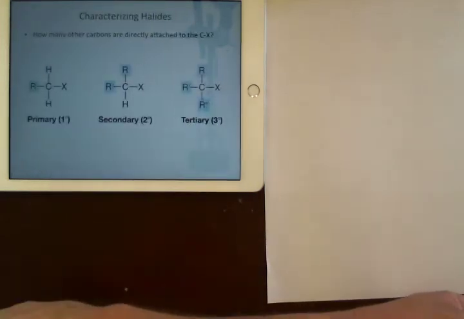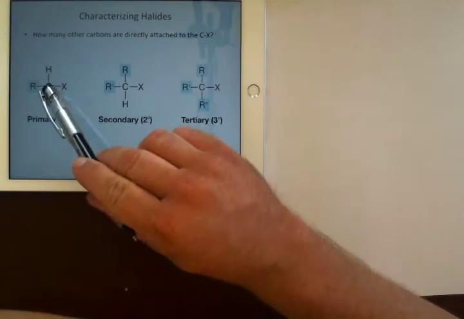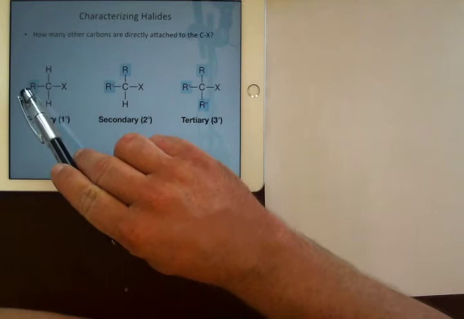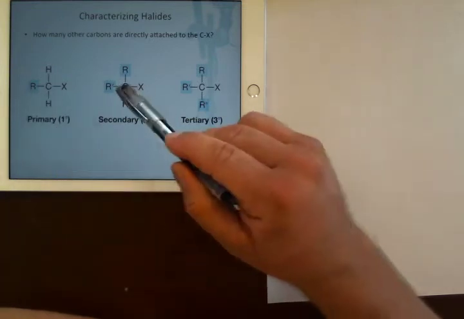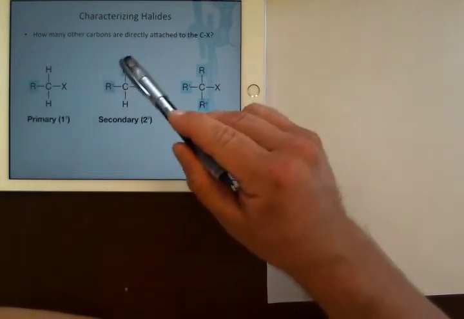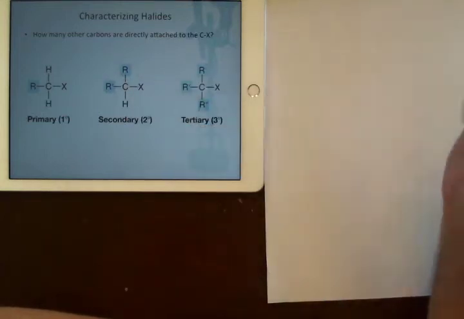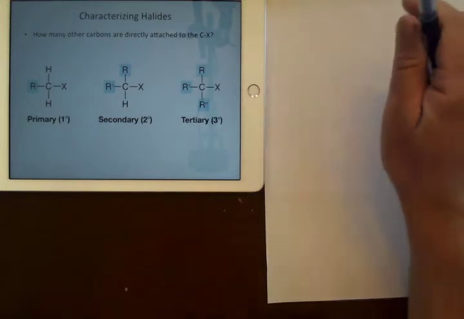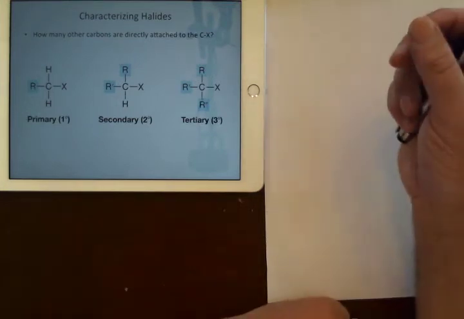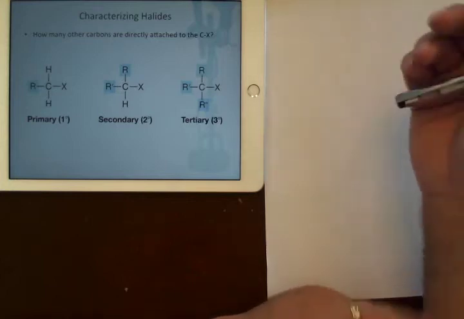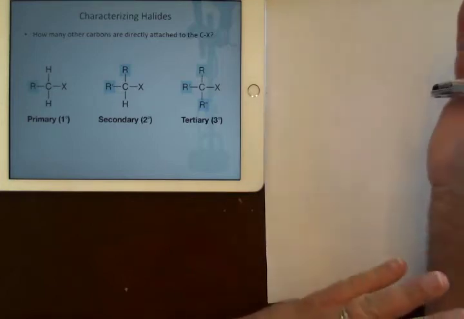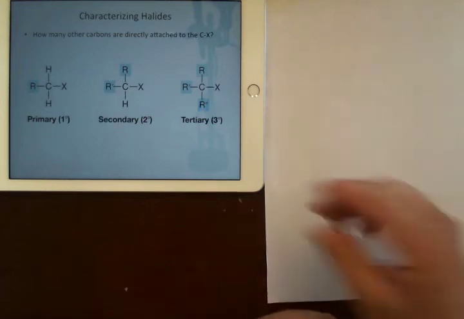When we're talking about primary, secondary, and tertiary, we're really talking about the carbon that the group is attached to: how many other carbons are attached to that? Here, the carbon halide bond has one other carbon attached, so it's primary. Here it's secondary because there's two. Here there's three, so it's tertiary. It's always the carbon that the group is attached to. The only exception would be the nitrogens, the amines, where we talk about how many carbons are attached to the nitrogen. Otherwise, we're talking about the carbon that the group is attached to.